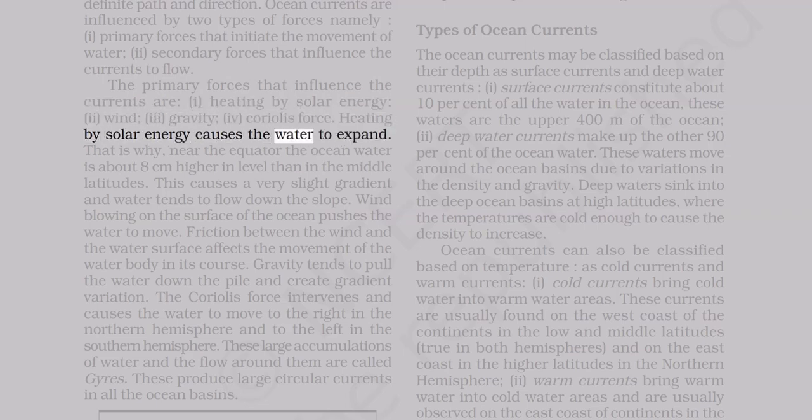Heating by solar energy causes the water to expand. That is why, near the equator, the ocean water is about 8 centimeters higher in level than in the middle latitudes. This causes a very slight gradient, and water tends to flow down the slope. Wind blowing on the surface of the ocean pushes the water to move. Friction between the wind and the water surface affects the movement of the water body in its course. Gravity tends to pull the water down the pile and create gradient variation.